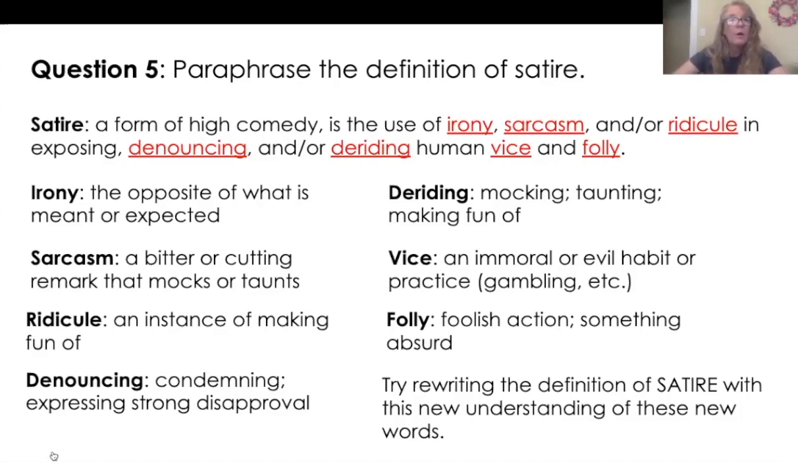Here's my off-the-cuff one. A form of high comedy is the use of giving the opposite of what is expected, bitter remarks that mock or taunt somebody and or make fun of, exposing, showing someone's strong disapproval of mocking or making fun of something, humans, you know, bad habits or foolish actions. So that could be an example. Try one on your own. See if that doesn't help you stick with what satire means, and you could put it in your own words.